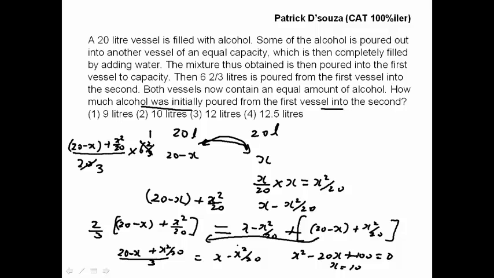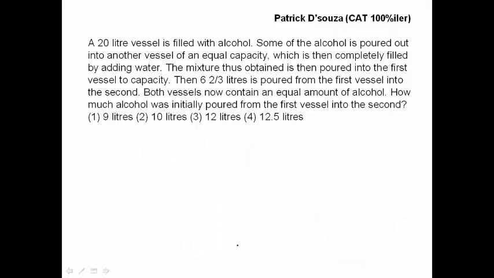So let's look at how to solve using options. Normally when we use options, you always try to take the middle option and the easiest option. The easiest option obviously is 10 liters. The idea of taking the middle option is that we know after some time whether we need to take more or less depending on what values we get. An easier option basically helps us to calculate fast.